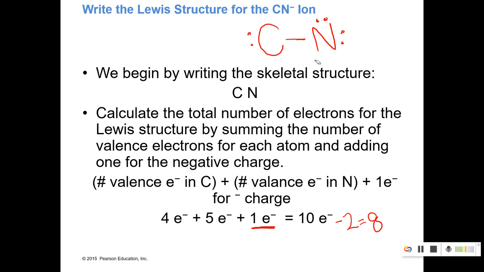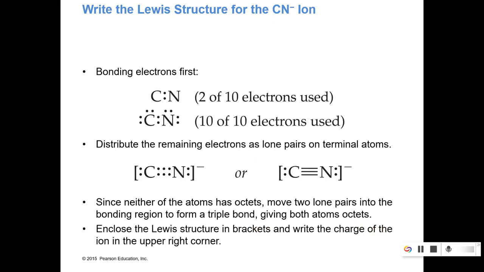Okay, carbon only has 4. You have to move a pair. Carbon only has 6. You have to move another pair. When they both have 8, it's good. Don't forget, though, if they have a charge and dots, they have to have brackets. Very important. They need brackets. So there's our final picture, just like we did.